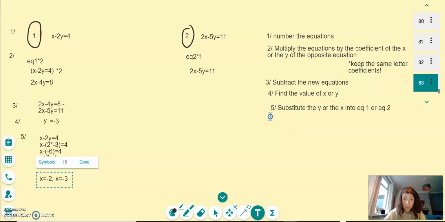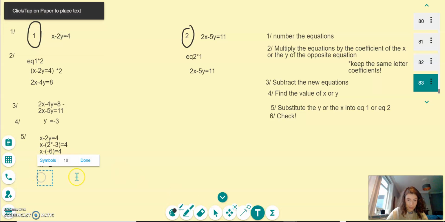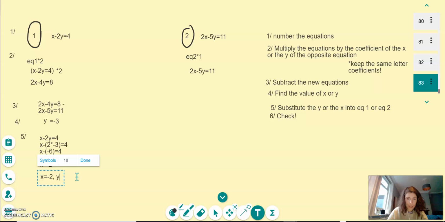And the final step is to check. So we check by substituting the values of x and, oh, I've put x there, and that should be a y. Right, again. We have x equals minus 2 and y equals minus 3. And then we substitute the values of x and y into our other equation.